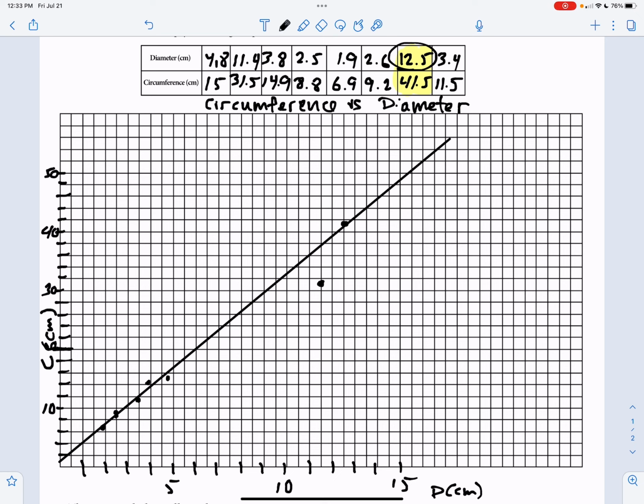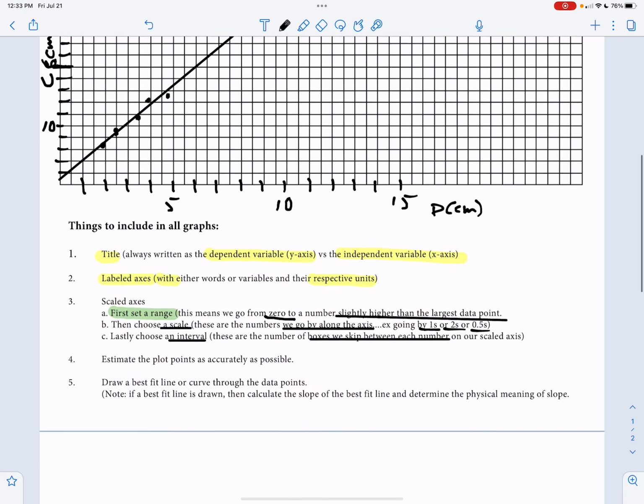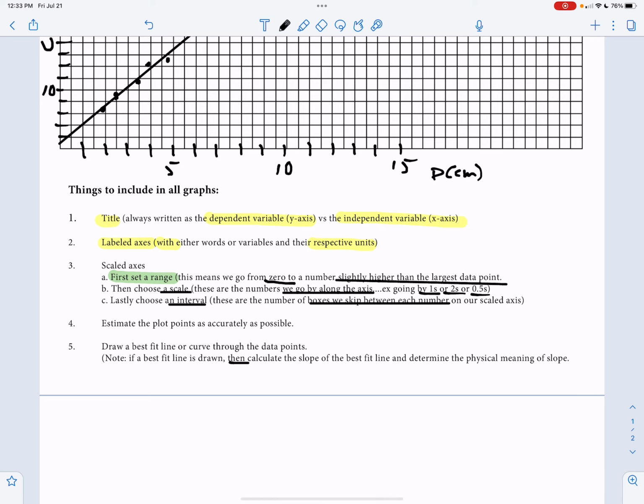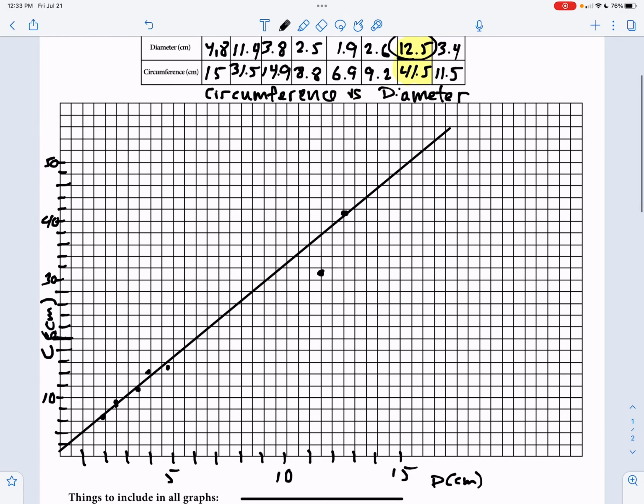Okay, so again, just a reminder, we never freehand a best fit line, always use a straight edge, a ruler to make that happen, okay? Now, in our next section, we are going to calculate the slope of the best fit line and then finally determine its physical meaning. So we're at the tail end, we're almost done, okay?